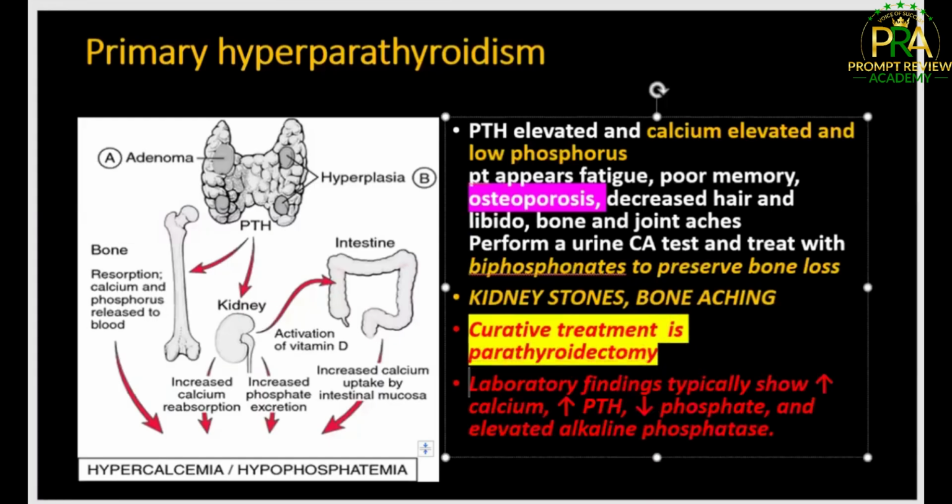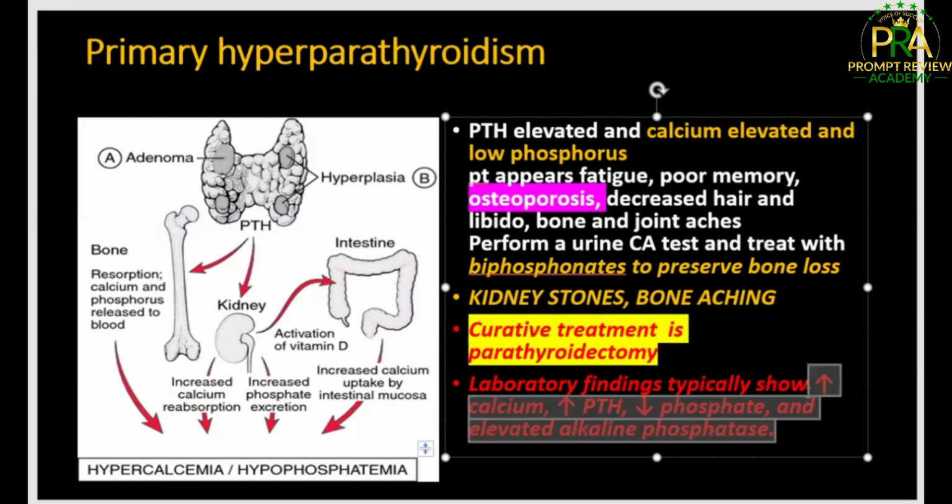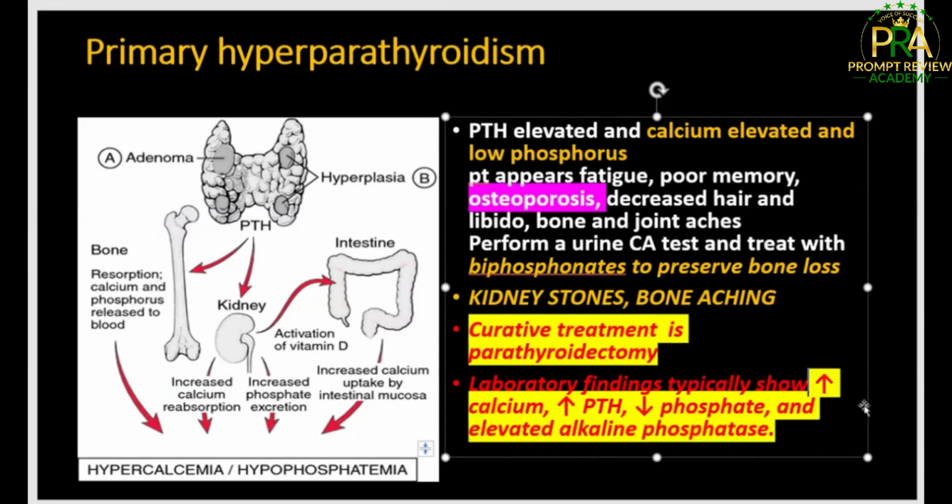So this is the lab. Under the lab, the calcium will be high, which is what I'm emphasizing. The PTH, parathyroid hormone, will be high, and the phosphorus will be low. But the alkaline phosphatase will be elevated too. That is it.